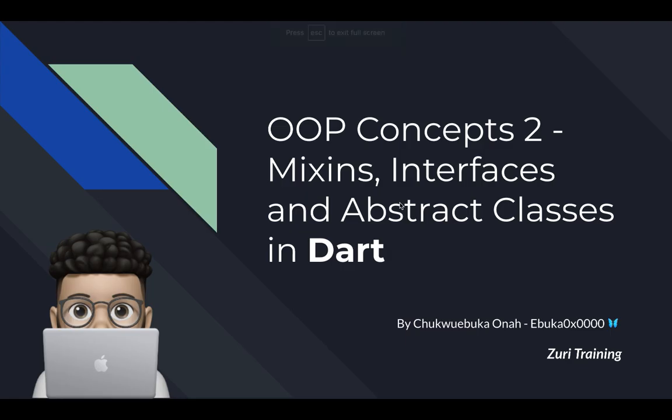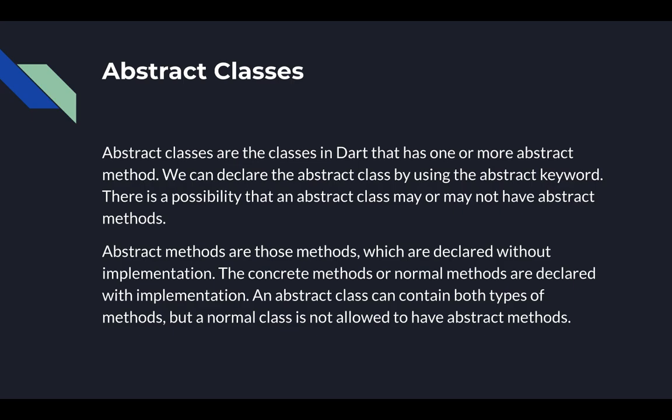Okay, so we're starting with abstract classes, if I'm not mistaken. So what are abstract classes? Abstract classes are classes that have one or more abstract methods. We can declare an abstract class by using the abstract keyword.